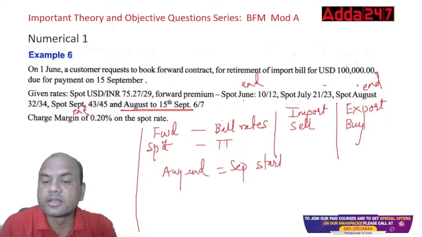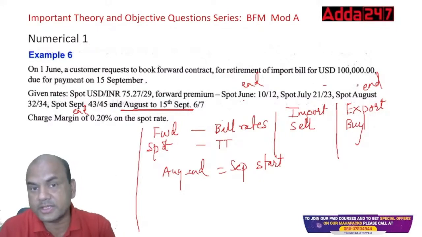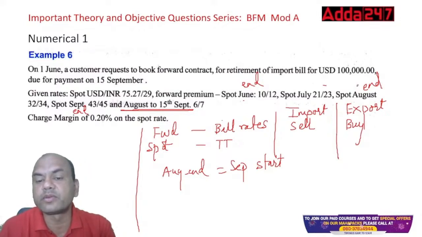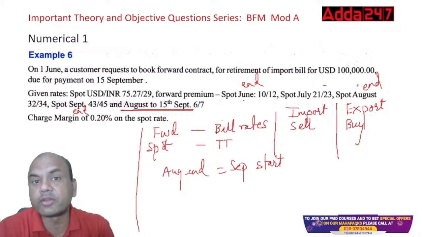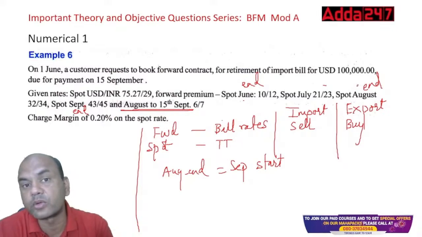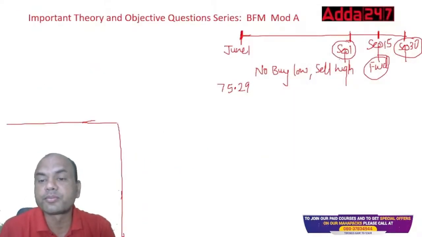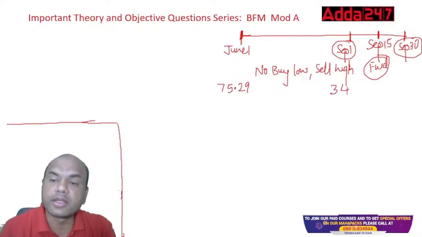This is like the closing cash and opening cash of your bank. The closing cash for yesterday is the same as the opening cash for today, isn't it? So the same logic is used over here. August end equals September start. So I want it for September 1 now, so that will be the August end rate. So I'll be taking 32, 34. Which one will I take? 32 or 34? I'll take 34, right?